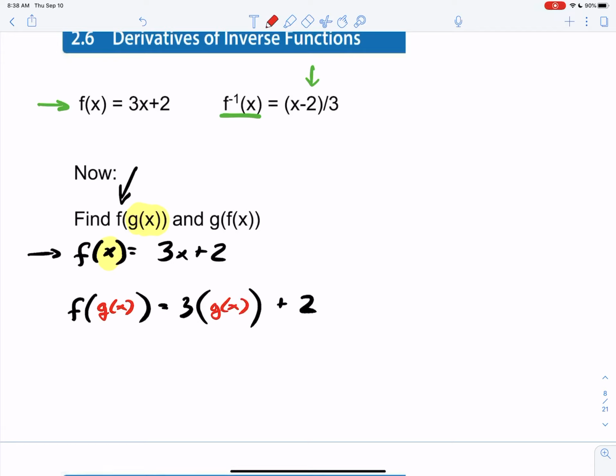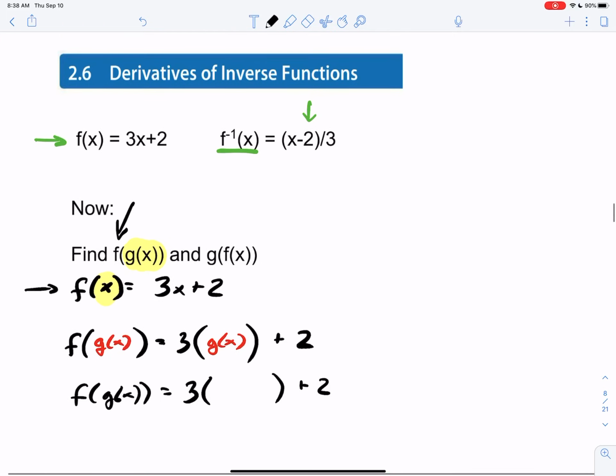Okay? That's the logic behind it. So I found f of g of x here, except I need to clean this up a little bit. G of x, by definition, is the inverse. I should have said this at the beginning. Let's assume that g of x is the inverse of f. So I'm going to plug in g of x explicitly. I'm not going to just leave it as g of x here. I am going to call it x minus 2 all over 3.